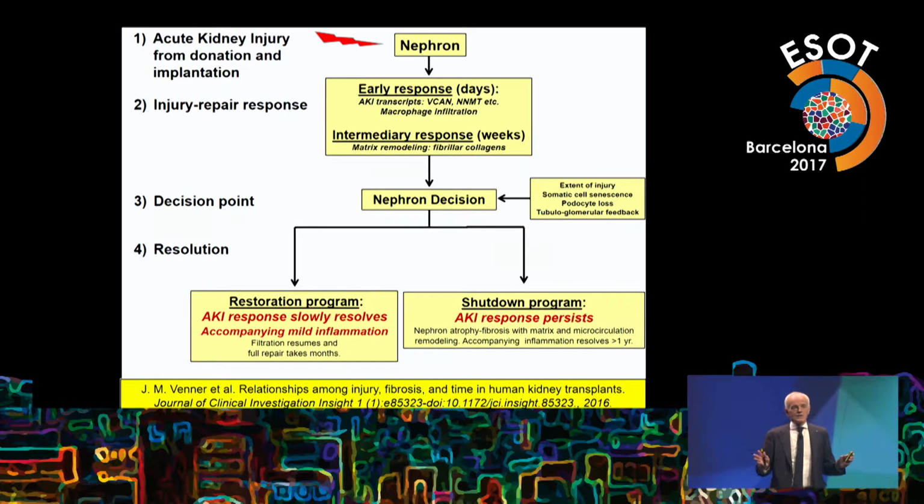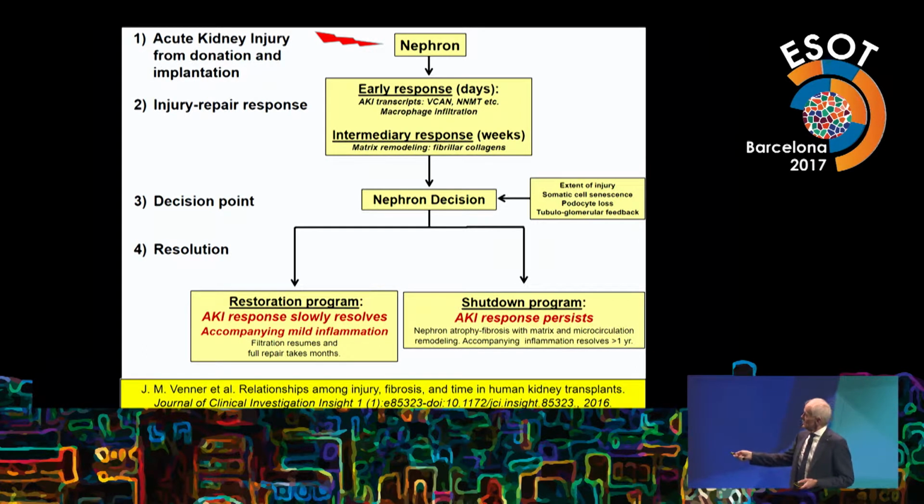So this suggests a model of the injured tissue. In our case, the nephron. The nephron can be injured at any time and undergoes a wound repair response. That response is associated with the AKI transcripts and a little bit later with the collagen transcripts as it's remodeling its environment. Then a decision is made. That decision is, am I going to repair and come back online, or am I going to disappear into the atrophy fibrosis never land and eventually be completely remodeled out? That decision is probably made by issues such as somatic cell senescence, maybe some local issues like podocyte loss, perhaps the extent of injury. Probably it's governed to some extent by feedback within the tissue.